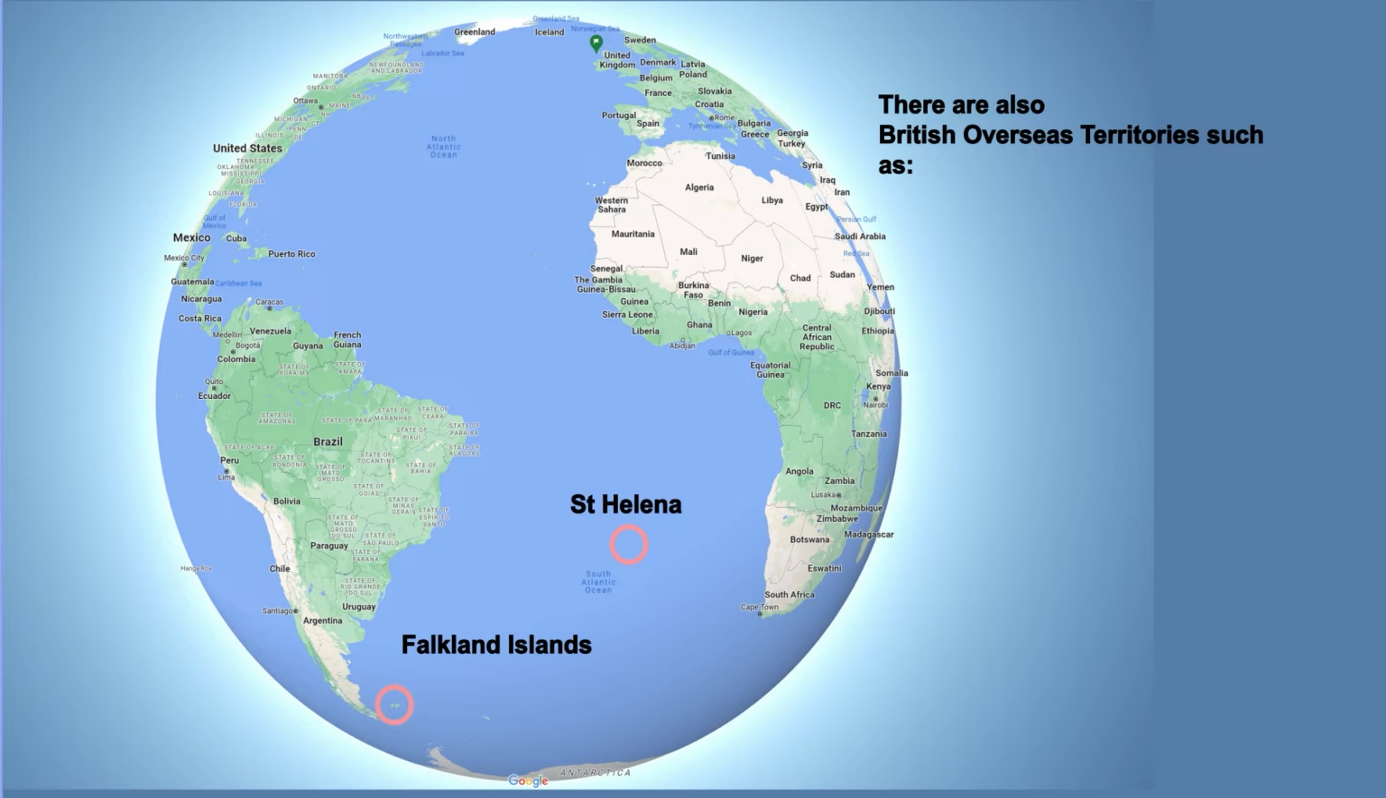So for both Crown dependencies and for British Overseas Territories, the questions are likely to ask whether they are part of the UK. Remember, they are not part of the UK, they are just closely linked. That's for both Crown dependencies and British Overseas Territories. So, for British Overseas Territories, we just remember St. Helena, the Falkland Islands, and that they are closely linked but not part of the UK.